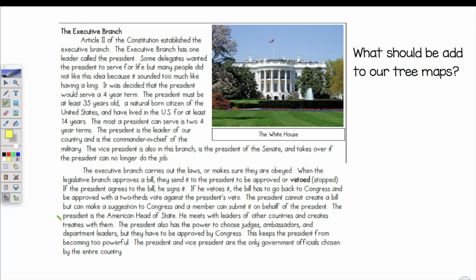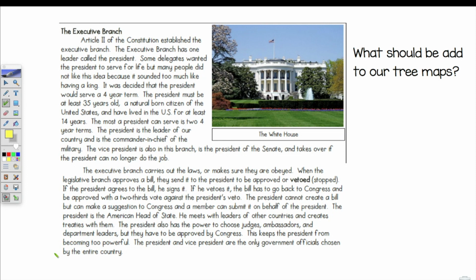The president is the American head of state. He meets with the leaders of other countries, creates treaties with them. The president also has the power to choose judges, ambassadors, and department leaders, but they have to be approved by Congress. This keeps the president from becoming too powerful. The president and vice president are the only government officials chosen by the entire country.